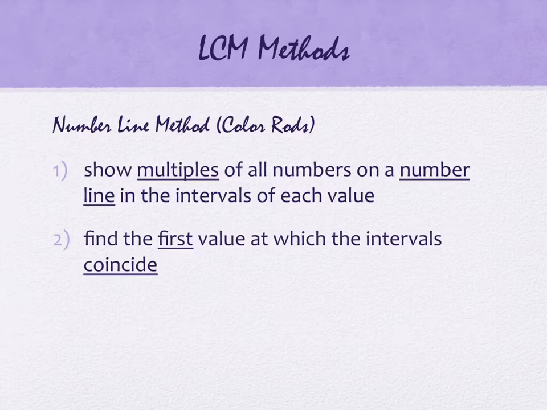So these rods have different lengths, and they show multiples. Let me read what I've got. The number line method, or the color rods method, shows multiples of all numbers on a number line or with rods, and the first value at which the intervals coincide is the least common multiple. So we'll do one that you have rods for first, okay? So I want you to get your rods out that are length 3 and length 4. So I think that's the green length 3s and the purple length 4s. And I want you to stack the rods end to end, greens end to end and purples end to end, until you've got the same length, right?